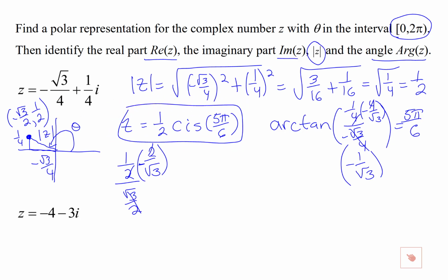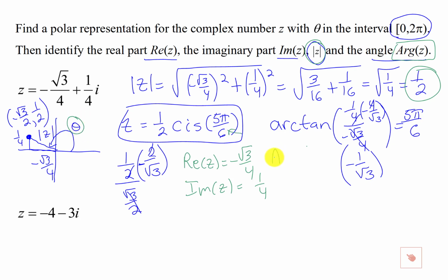Now, to answer the other things that it asked here, it wants to know the real part of the complex number, and that's negative square root 3/4. Wants to know the imaginary part of the complex number, and that is 1/4. Wants to know the modulus of z, and we already found that up here. That was 1/2. And then it wants to know the principal argument of z, and it's going to be the same thing as theta. So the argument of z is going to be 5 pi/6. Kind of squished everything in there.